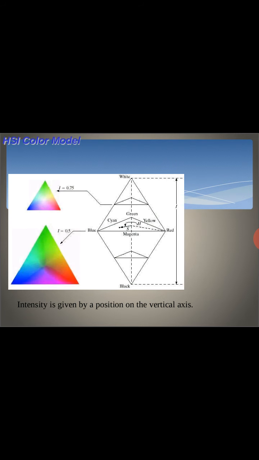Now if we consider the triangle, in the first case I is again equal to 0.75, and in the second case I is equal to 0.5. Here intensity is given by position on the vertical axis. This is also related to the HSI color model.